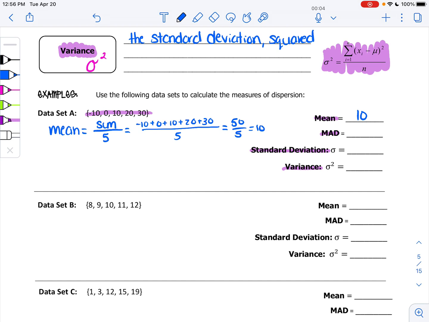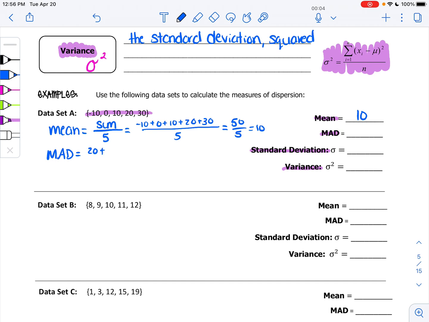Next, to get our MAD, we're finding the average each value is from the mean. So we're still finding our average, but before we find our average, we have to find the distance from each value to the mean. So my first value is negative 10. From negative 10 to positive 10, if you think about those two numbers on a number line, there's a total of 20 between those two numbers.